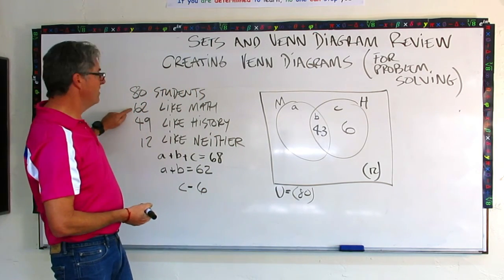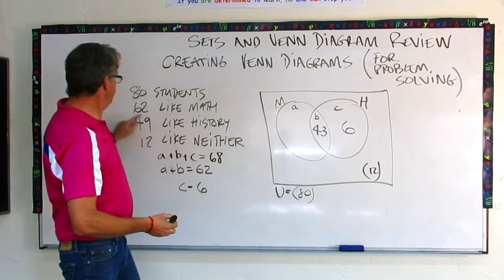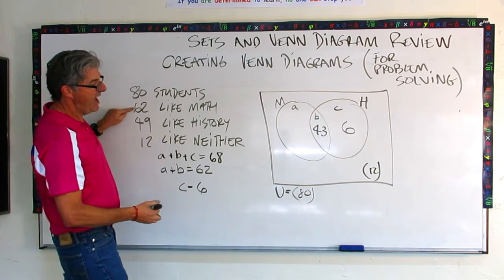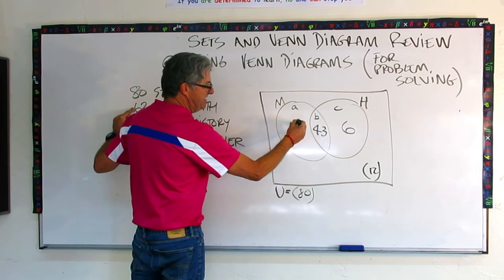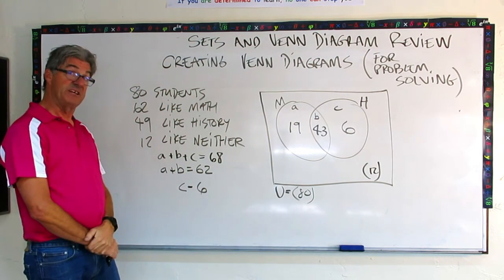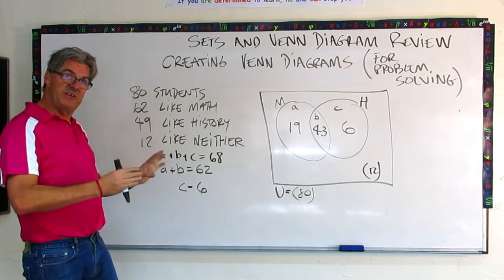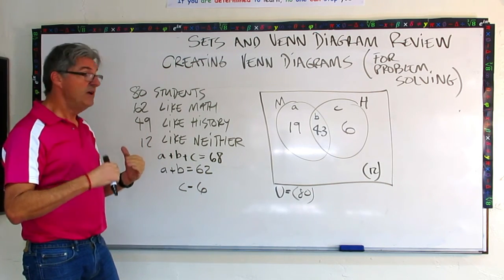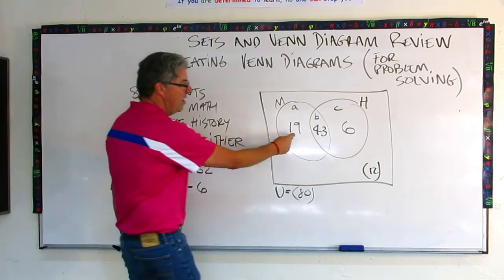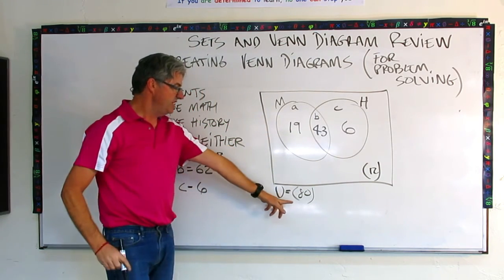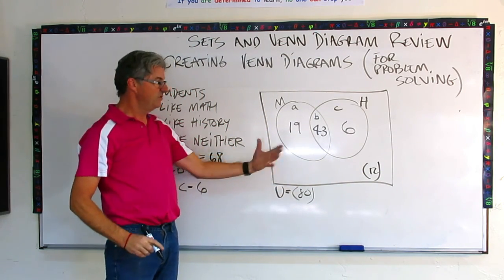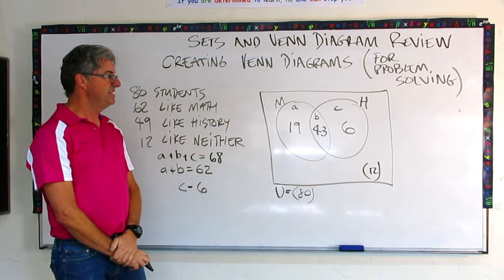Now let's move on and figure out what goes in A. If 62 like math, and 43 of them are here, then that's 19 left for math, but not history. Now when you get to this stage, if you want to be sure, what you do is you just count up all of these numbers, everything that's in the rectangle, and that should equal your universal set. And if you do that with this problem, you're going to see that indeed it's right.